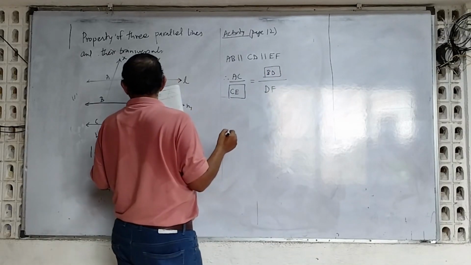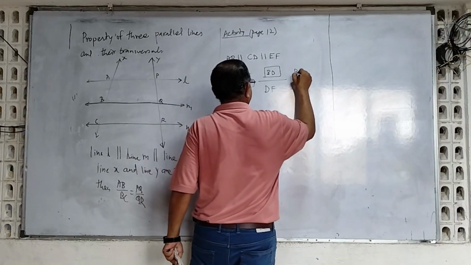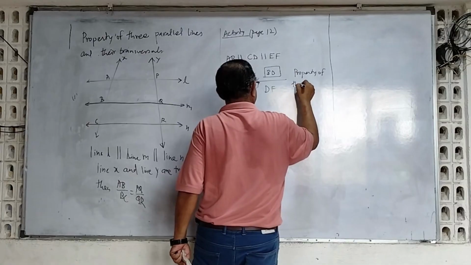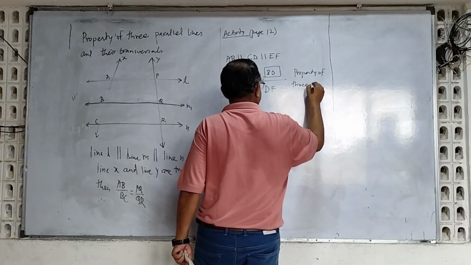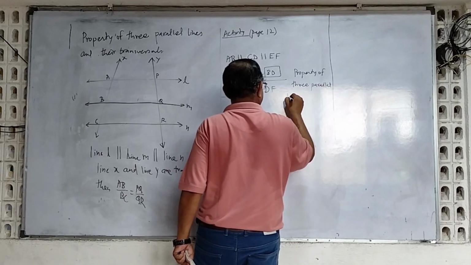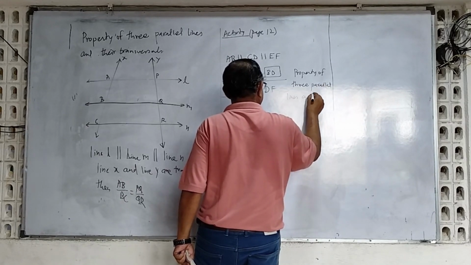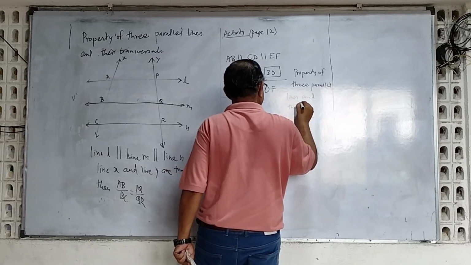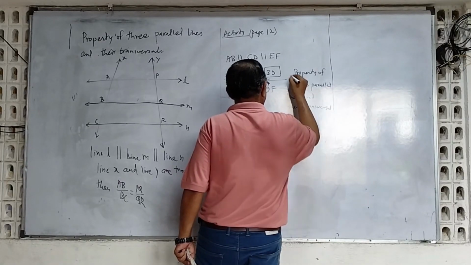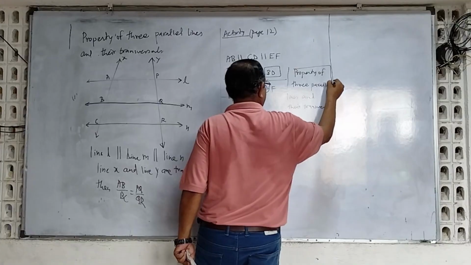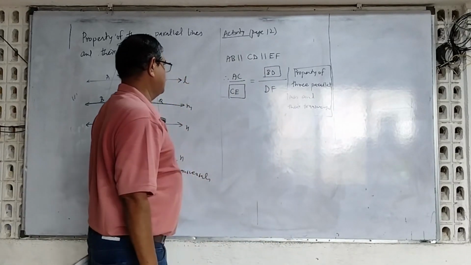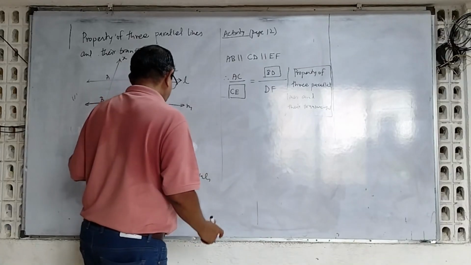The reason is the property of three parallel lines and their transversal. Write it completely, and make the box to them. Whatever lines you require, first write and then make the box. Substitute the values, 5.4.